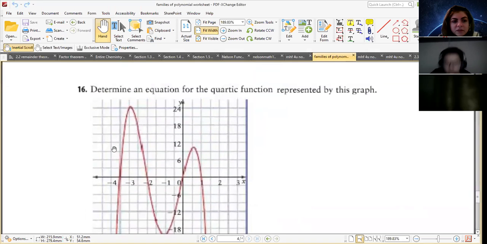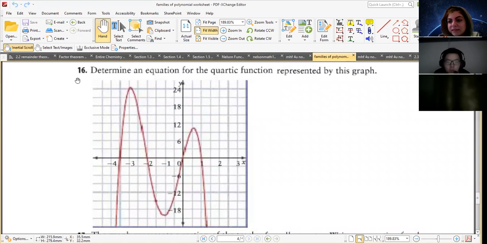Let me just do one of these questions. Let's say I want to do number 16. Okay, so I have the graph. I want to find the function. So first you need to find the zeros. These zeros are -4, -2, 0, and 1. Since the graph just passes through, the power or order of each of these zeros is 1. So I have -4, -2, 0, and 1 as my zeros.